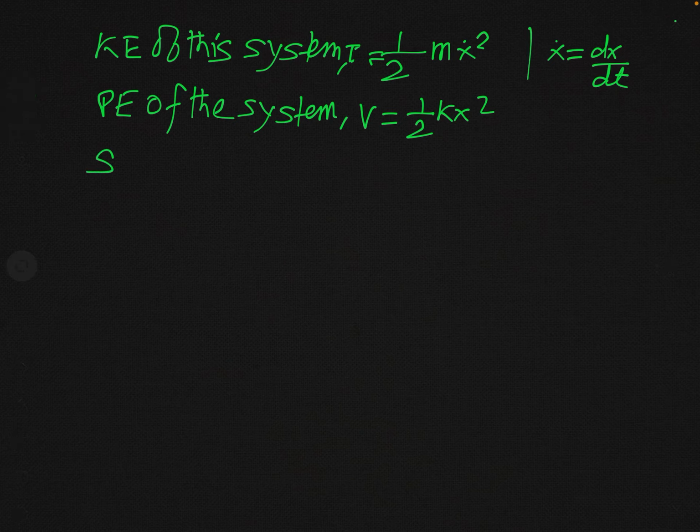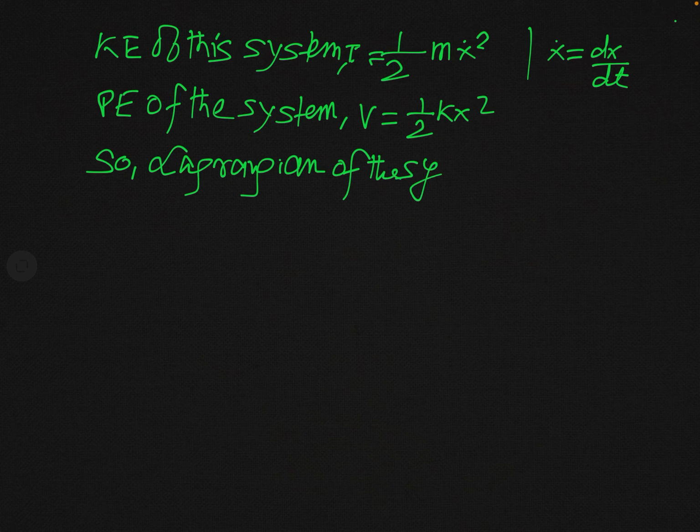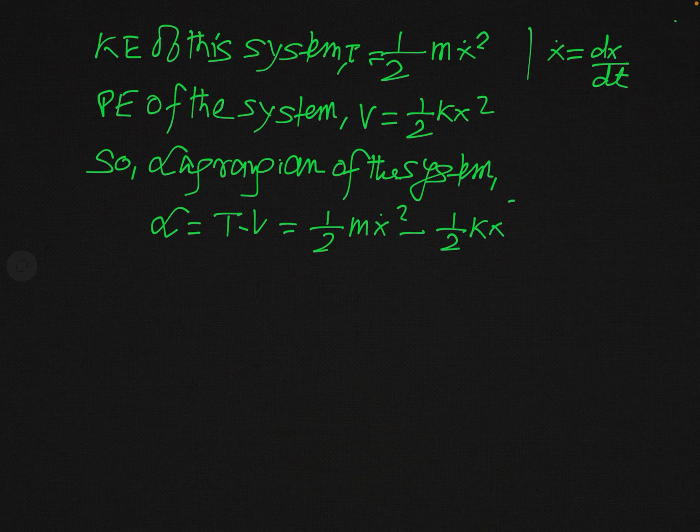What will be the Lagrangian of this system? You can say L is equal to T minus V, and so this will be half mx dot square minus half kx square. This is the Lagrangian of this system.